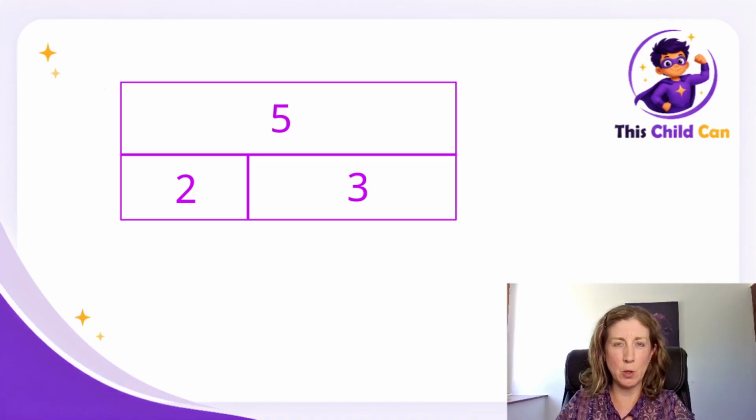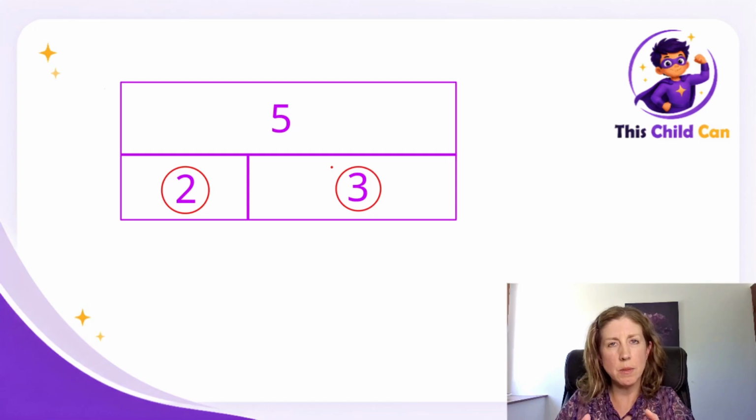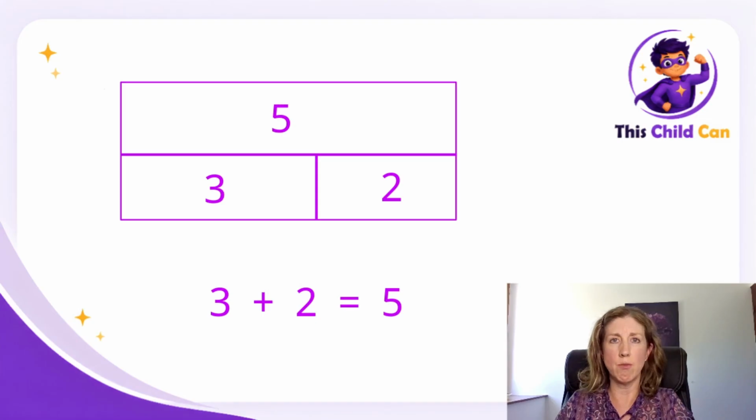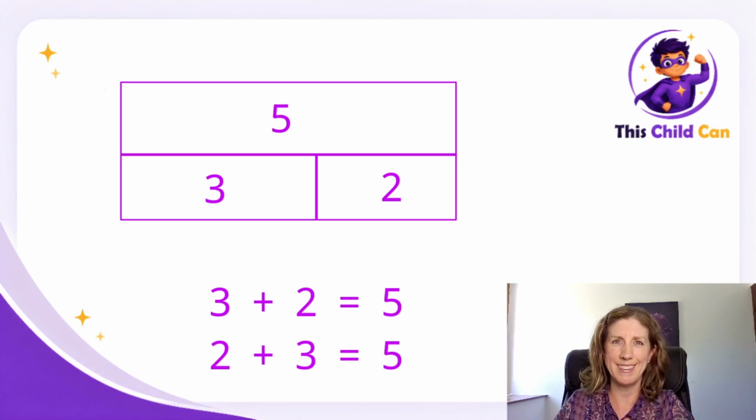Now let's focus in on the 2 parts, the 2 and the 3. Addition joins these 2 numbers together. And then we can read the model as 2 plus 3 equals 5. We can then reverse the 2 parts and put them the other way around. We can then read the model as 3 plus 2 equals 5. Both of those addition facts come from the same picture. The relationship does not change, and it's important children notice this.